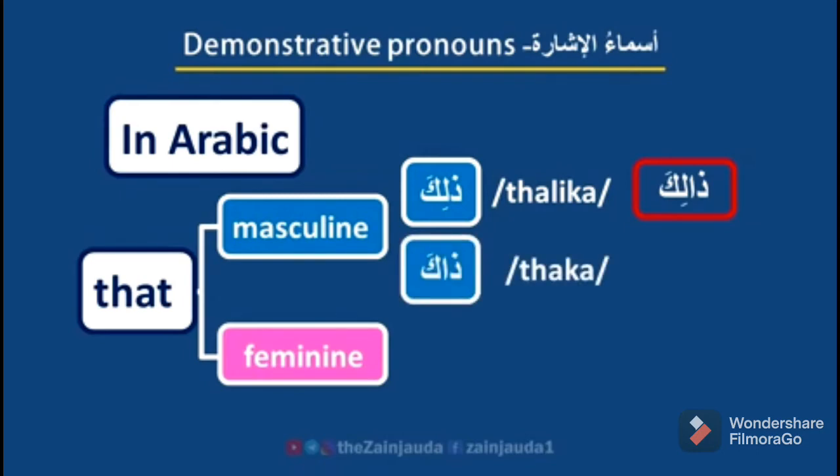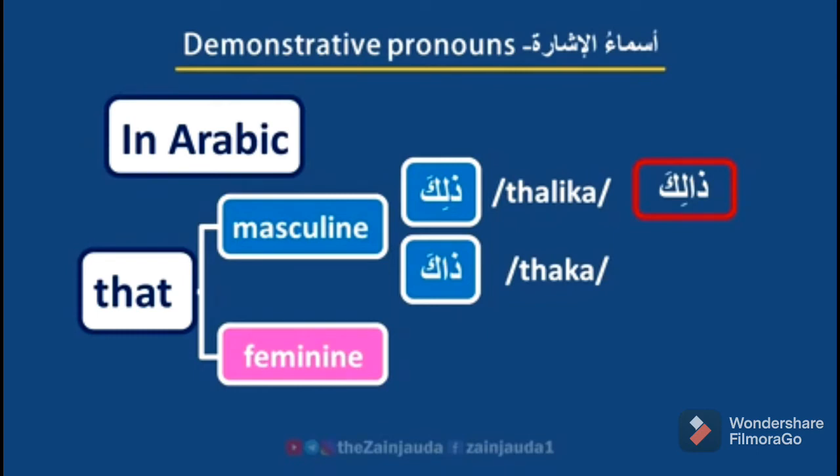ذلك has a variant word. It is ذاك. ذاك has the same meaning of ذلك, but it is of less use than it. The difference between them, as Arabic linguists say, is controversial. Some say that ذاك is used to refer to something which is closer than that which is referred to with ذلك. But the important thing to know is that ذلك is most common in use.